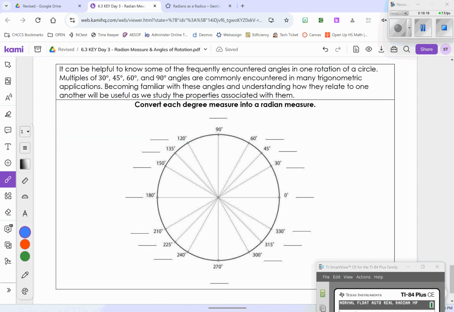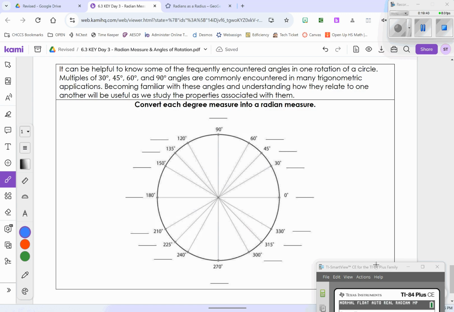So it can be helpful to know some of the frequently encountered angles in one rotation of a circle. Multiples of 30, 45, 60, and 90 angles are commonly encountered in many trigonometric applications. Becoming familiar with these angles and understanding how they relate to one another is going to be very useful when we study the properties associated with them. So we're going to convert each degree measure to a radian measure.